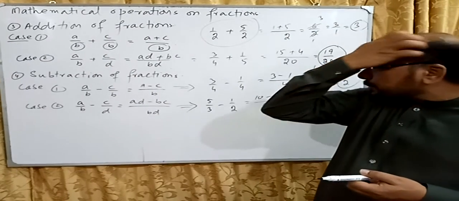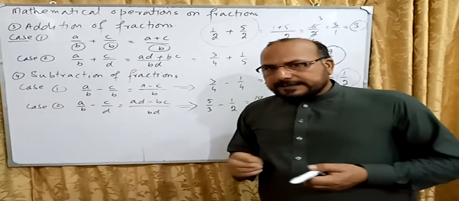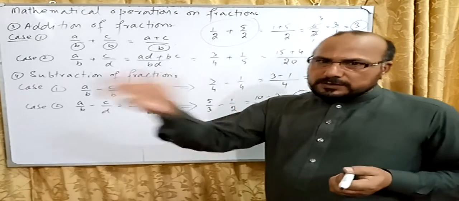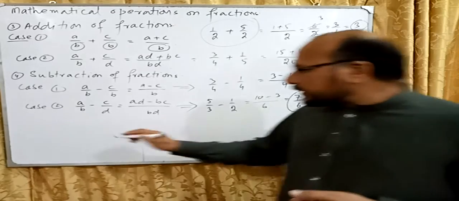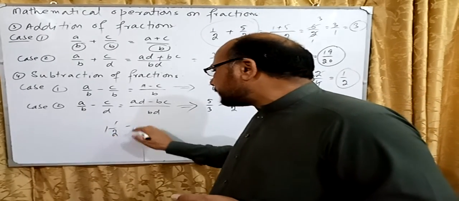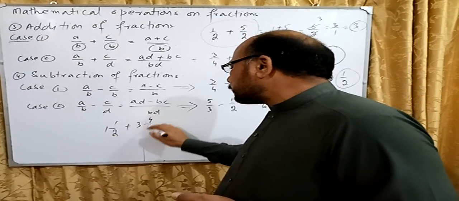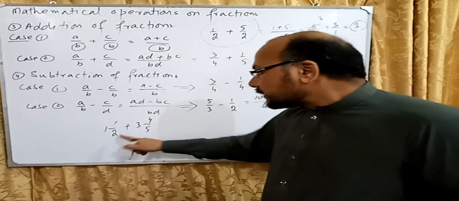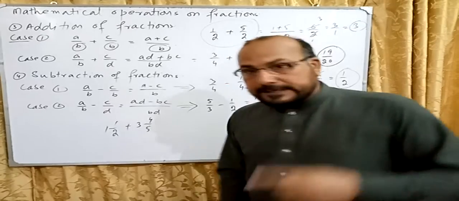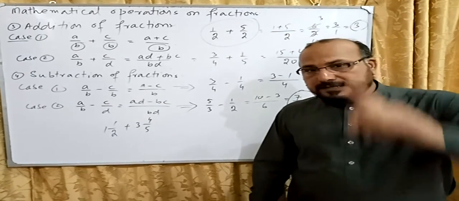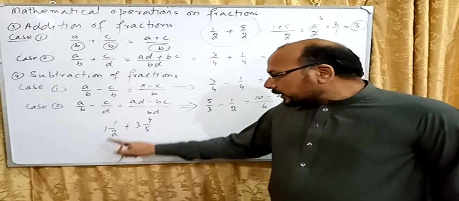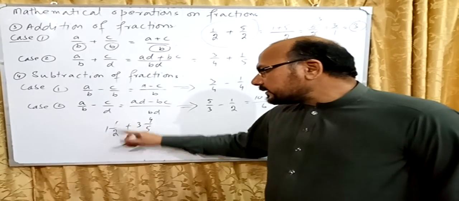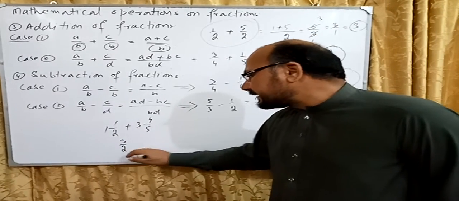In case we have mixed numbers to add or subtract, no need to worry, because a mixed number is also convertible into a simple fraction. For example, if we have 1 and 1 over 2 plus 3 and 4 over 5, how can we do the addition? First convert, as I told you in the previous class, the mixed numbers into simple fraction form. 2 multiplied by 1 is 2, plus 1 is 3. So it will become 3 by 2.